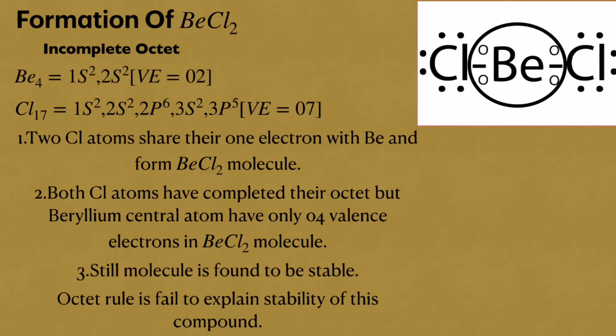Both chlorine atoms have completed their octet, but beryllium, the central atom, has only 4 valence electrons in the BeCl2 molecule, which is shown by the circle in the diagram. But still, the molecule is found to be stable. So the octet rule fails to explain the stability of this compound, even though the octet rule is not followed by the central atom in the molecule.